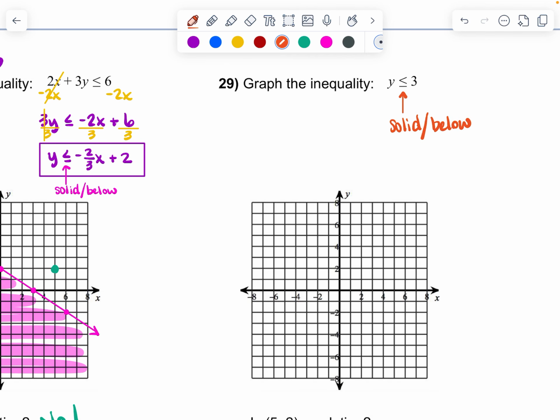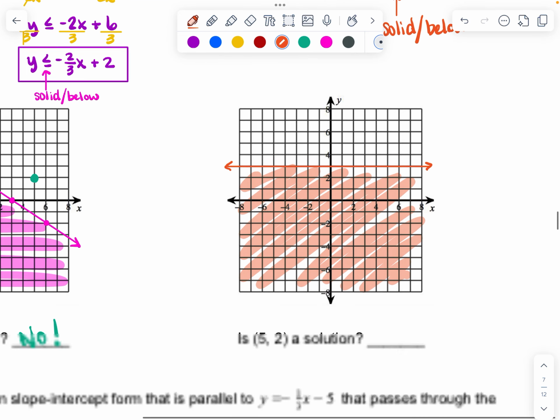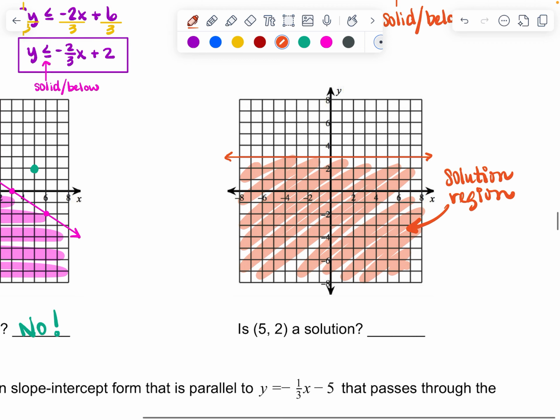So remember what y equals 3 looks like, right? That is a horizontal line only crossing the y at 3. And it's a solid line, so we're good to go there, right? And then we're shading everything below because it's a less than symbol. So everything in this shaded region is a solution. All right, so everything here.